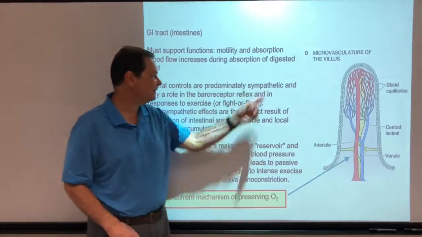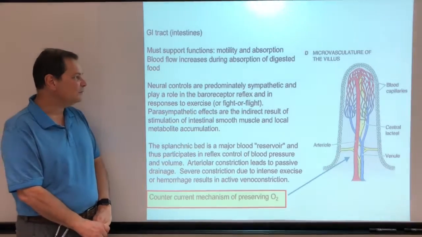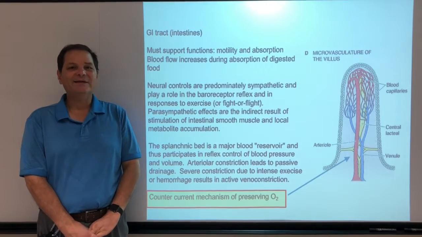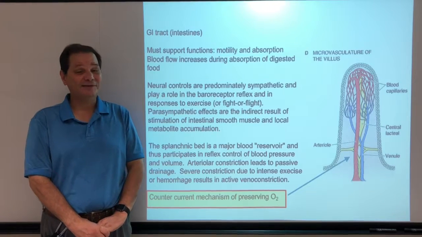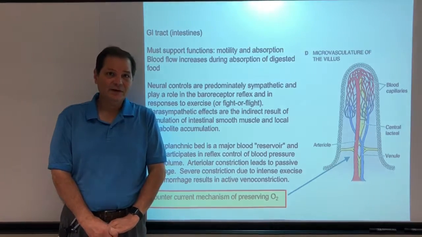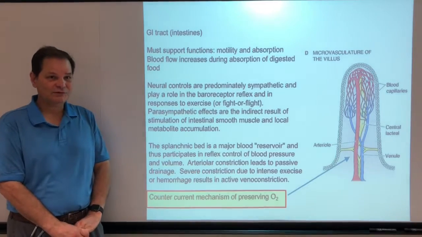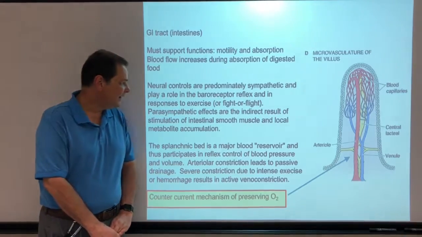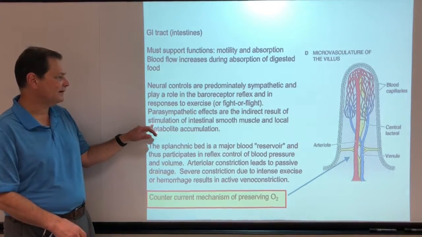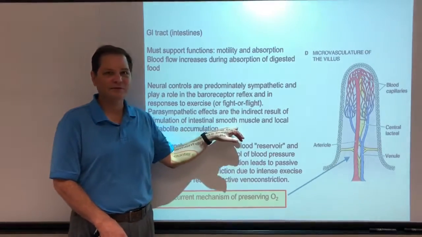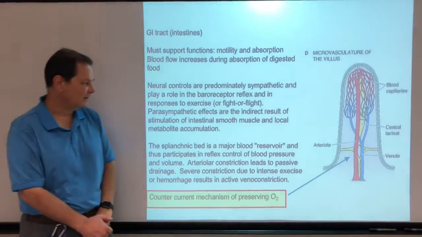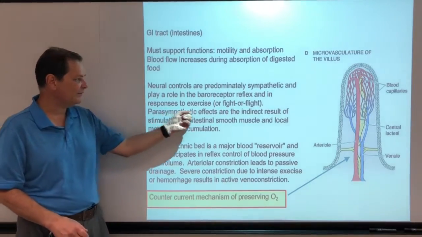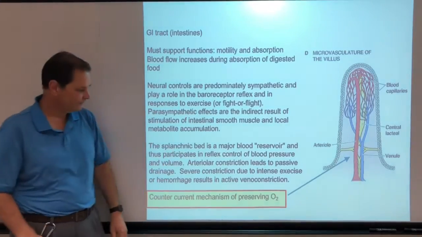Neural controls are predominantly sympathetic, and they do play a role in the barrel reflex. So if you see a bear and you need to run away, your body knows, okay, I really don't care how much blood the GI tract is getting, and it constricts flow to the GI tract in order to shunt that blood to other areas that need oxygen, okay? The parasympathetic effects are the indirect result of stimulation of intestinal smooth muscle. So this is the dilation I was talking about up here, okay? Metabolite accumulation. There's really no parasympathetic innervation to the blood vessels themselves, okay?